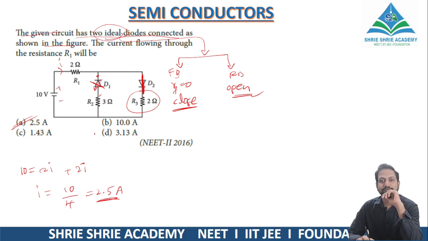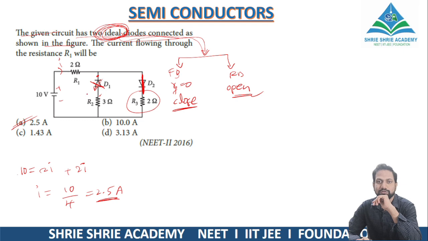So 2.5 amperes. Most of the students will not have the idea which one is forward bias and which one is reverse bias. If you don't know how to figure out the forward bias and reverse bias conditions, you can't solve this problem. And some people know which is forward and which is reverse, but they don't know what ideal diode stands for. If you don't know ideal diode behavior also, it will be a problem for you to solve this.